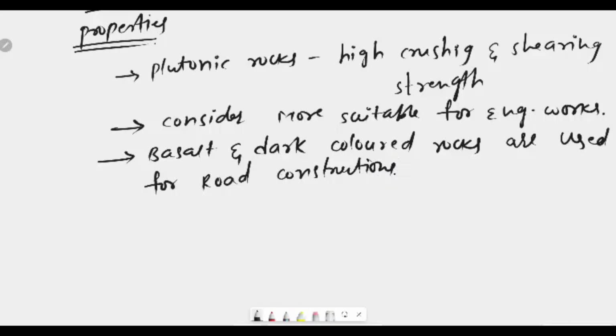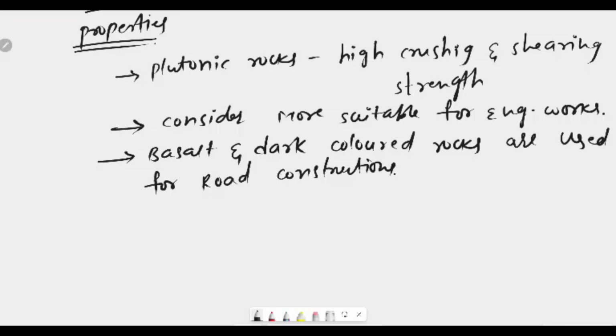Almost all the igneous rocks are crystalline and are always considered safe for use as foundation rocks, abutments of dams, and walls and roofs of tunnels. These are the engineering properties of igneous rocks.